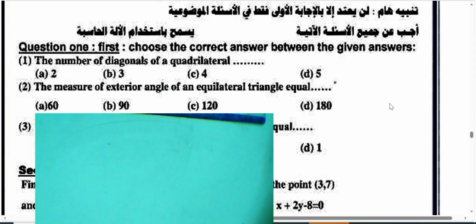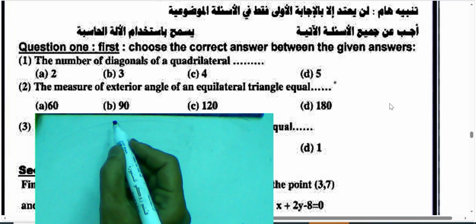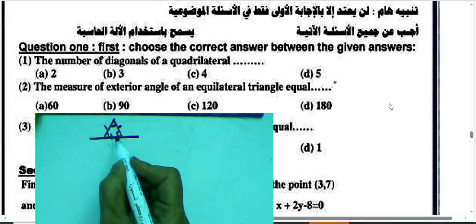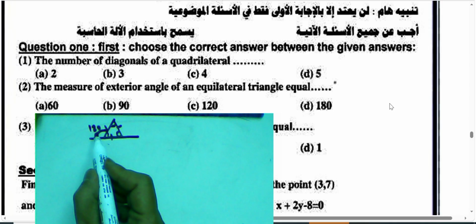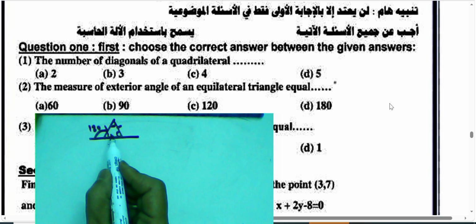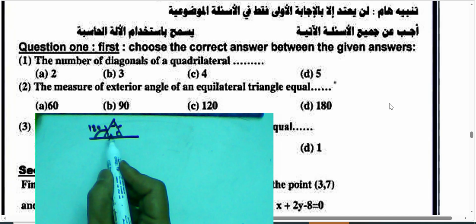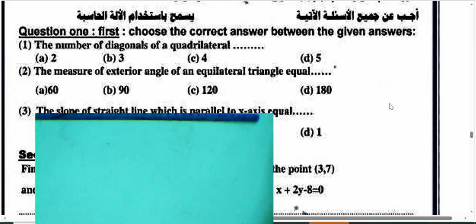Next question, number 2. The measure of each exterior angle of an equilateral triangle equals 120. We have an equilateral triangle. The measure of each angle inside it equals 60 degrees, and the exterior angle will be 120. 120 is equivalent to 60 plus 60, or 120 plus the adjacent angle equals 180, because the two angles are supplementary. We know 180 divided by 3 equals 60, so the measure of each angle inside equals 60. Then the exterior angle will be 180 minus 60, which equals 120 degrees. Choose letter C.